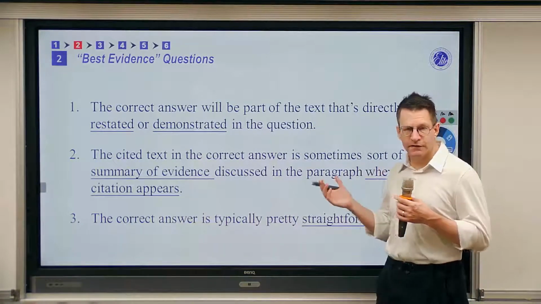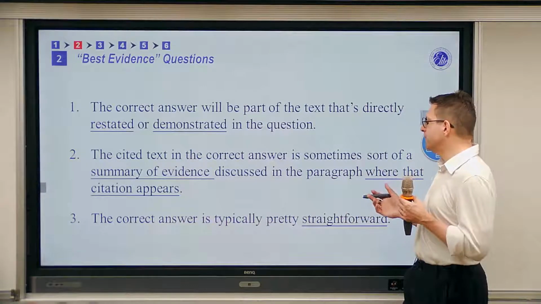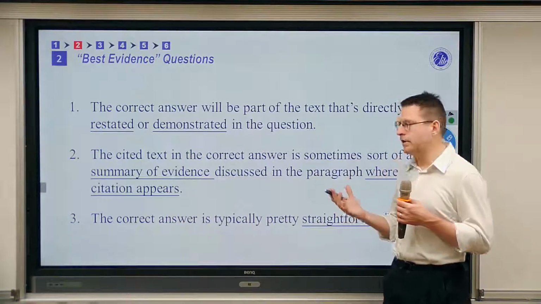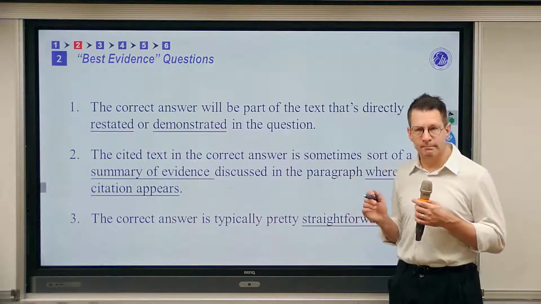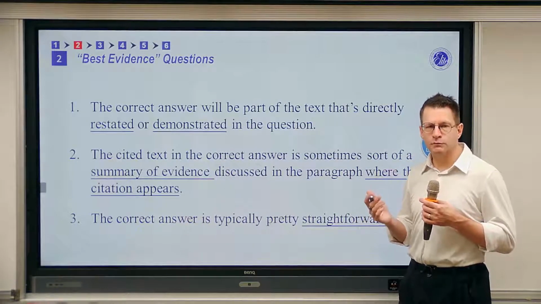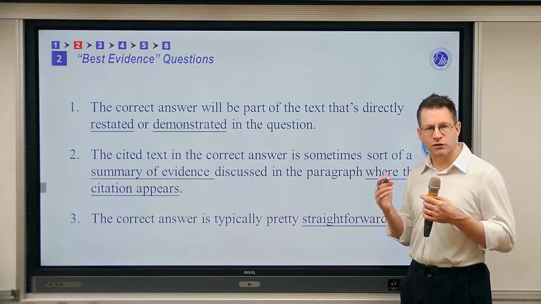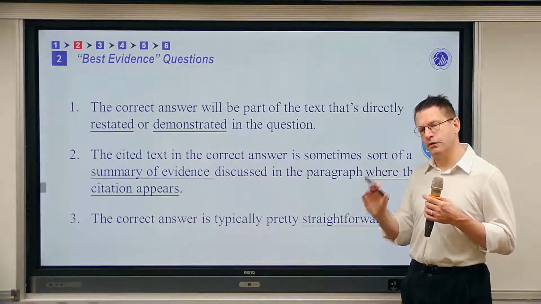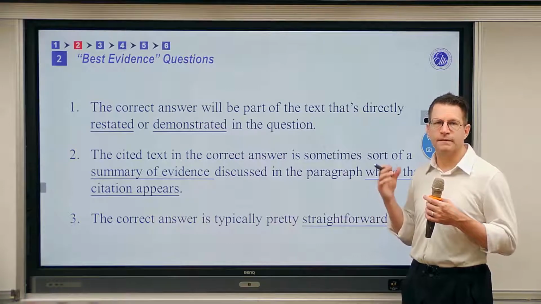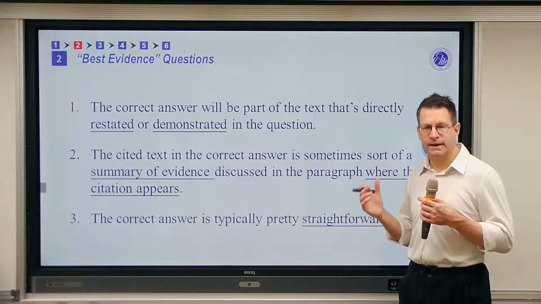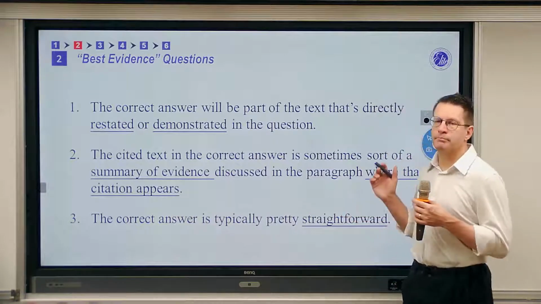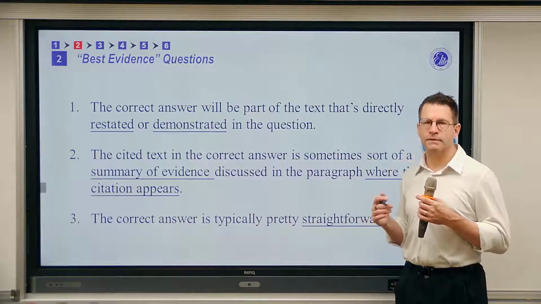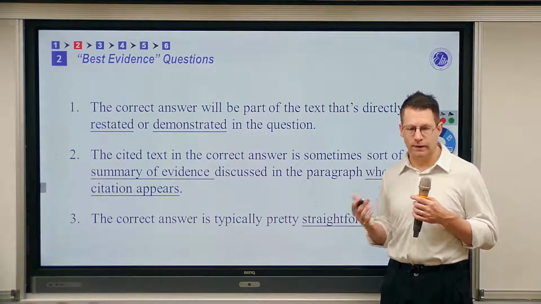Secondly, the cited text in the correct answer is sometimes sort of a summary of evidence which is discussed in the paragraph where that citation appears. So the second question will give you a number of different lines to look at, and you need to look at the context of those lines to find out the main idea of that part of the passage which is being cited. Thirdly, the correct answer is typically pretty straightforward. It will always be revealed directly, openly, or clearly.